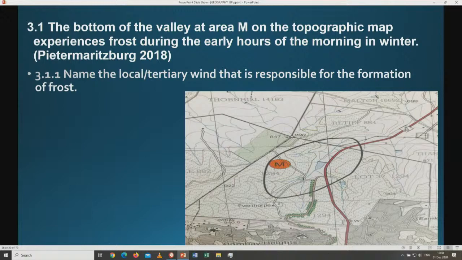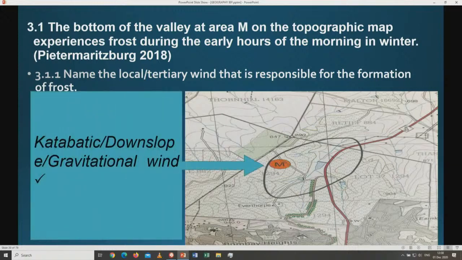All that the examiner is asking you here is about what? The katabatic winds. The local wind responsible for frost is the katabatic wind, or sometimes they say gravitational winds or downslope winds. So the question really is about katabatic or anabatic. And in this case, the answer is katabatic. It means that if you do not know your katabatic winds, you are going to struggle to answer this question.